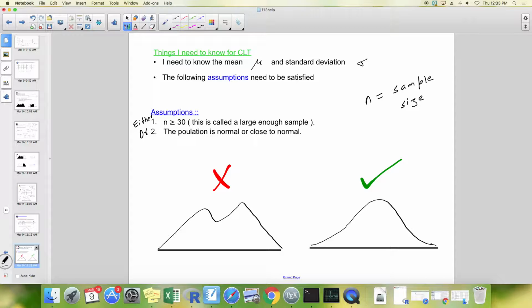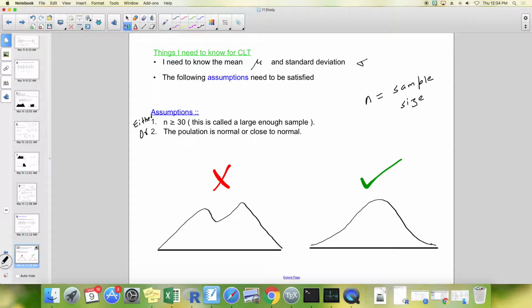So I need a large enough sample. And by large I mean bigger than or equal to 30. Some of you may think that 30 does not seem that large. You are correct. For particular applications, 30 is actually a very small sample size. But for our math purpose, this will do.